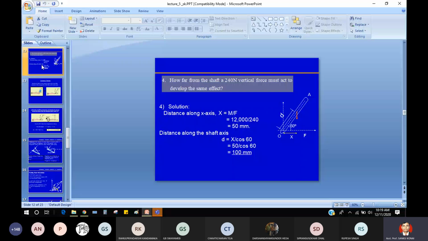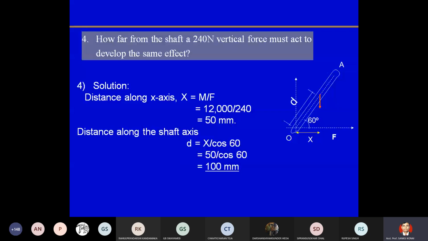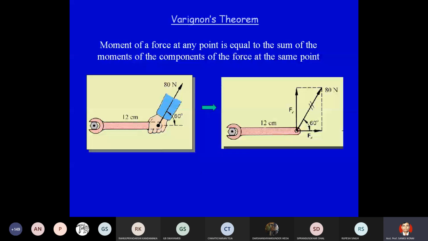Okay. Now there is something to understand, that is called Varignon's theorem. What it says is that the moment of a force at any point is equal to the sum of the moments of the components of the force at the same point. It is very easy. Let's say a person is pulling a wrench with an 80 Newton force, but it is at 60 degrees.